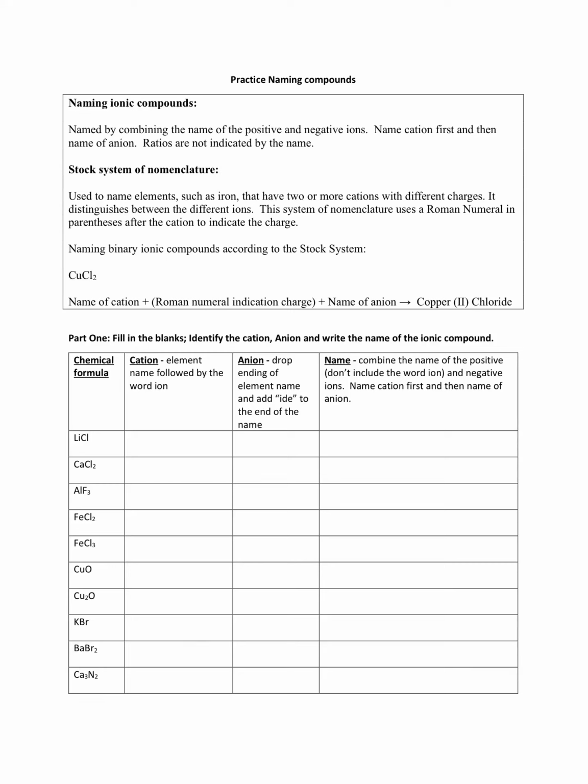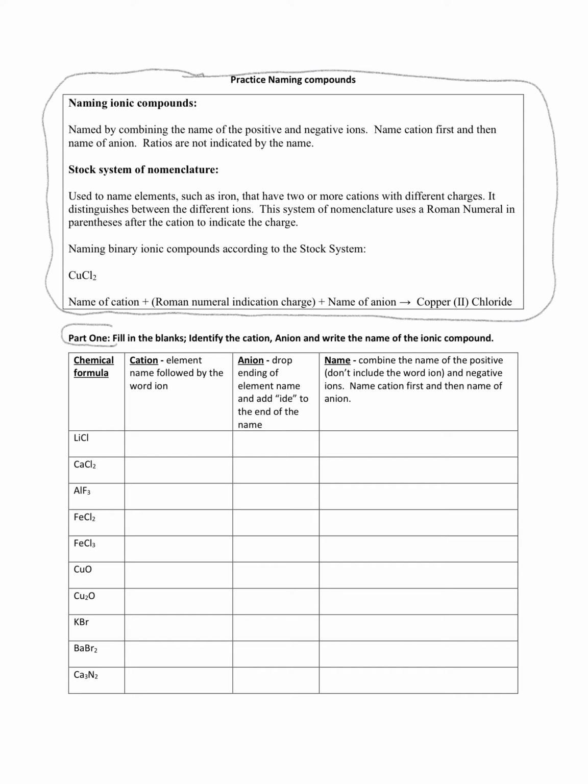This worksheet is giving you a chance to practice naming ionic compounds. If you read the first part over here, this describes two methods to name ionic compounds. And then over here, I have several parts, but in this one here, you're going to fill in the blanks, and you're going to identify the cation, anion, as well as name the ionic compound.